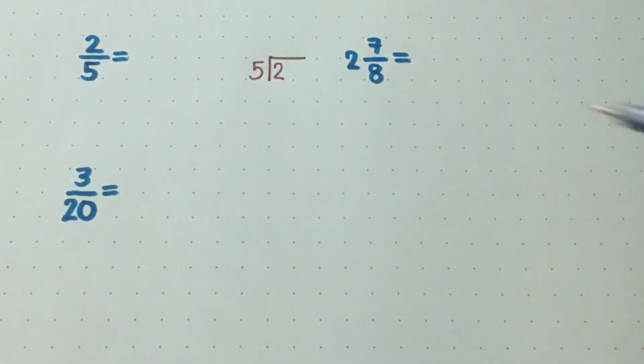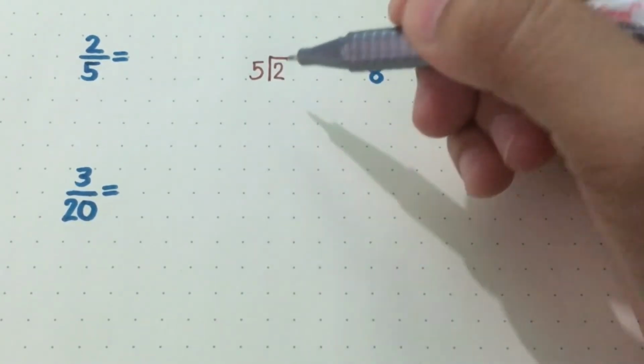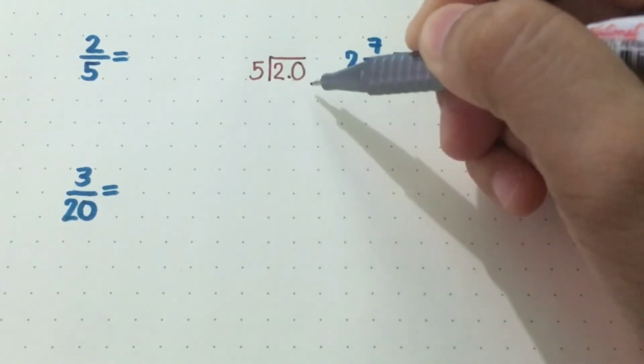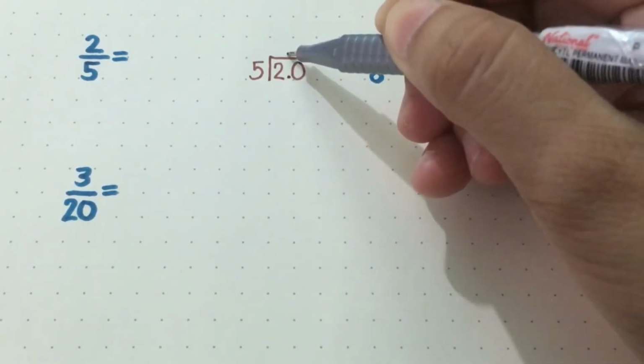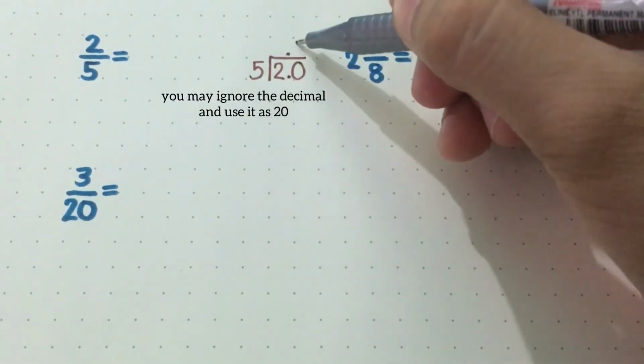So now, divide. Since you cannot divide 2 by 5 with a whole number, what you need to do is add a decimal point and a 0. So it will look like 20. Then this decimal point, you just have to copy it above and proceed in division. 20 divided by 5, that will be 4.